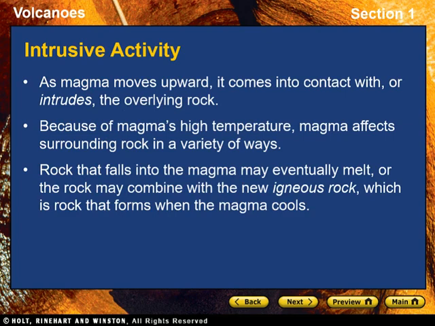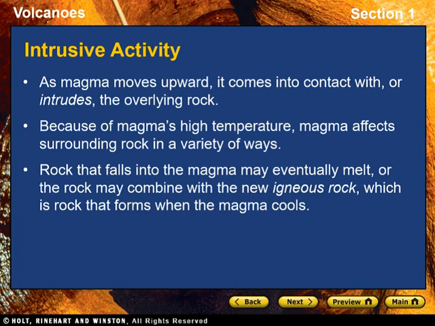Intrusive activity. Because magma is less dense than solid rock, magma rises through the crust toward the surface. As the magma moves upward, it comes into contact with, or intrudes, the overlying rock. Because of magma's high temperature, magma affects surrounding rock in a variety of ways. Magma may melt surrounding rock or change the rock.